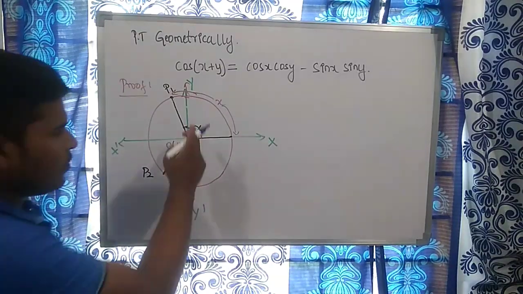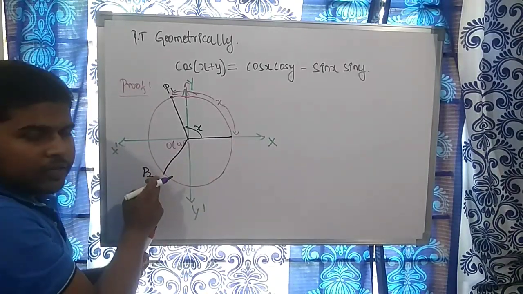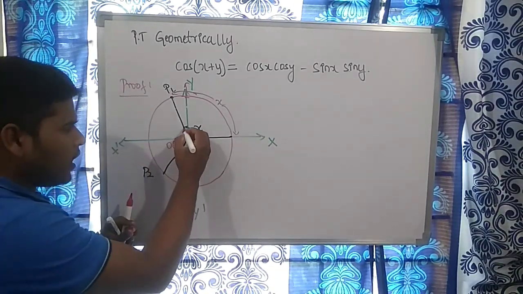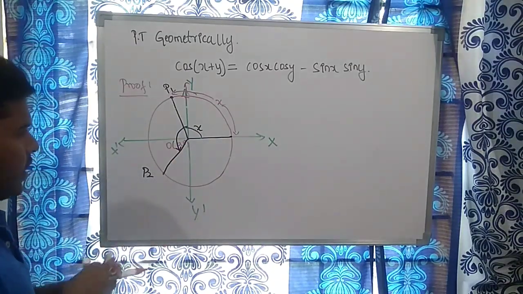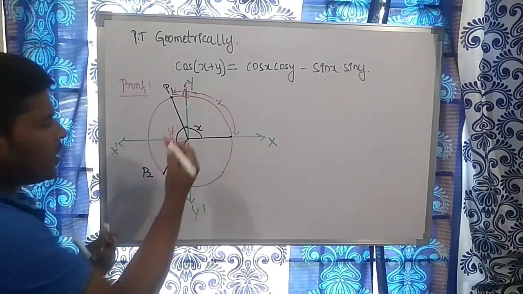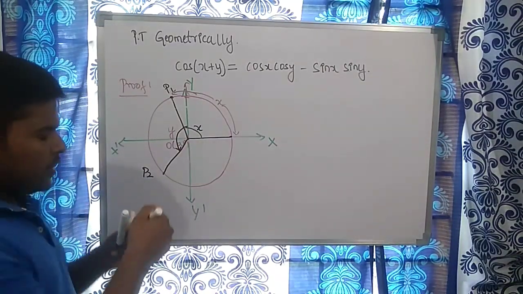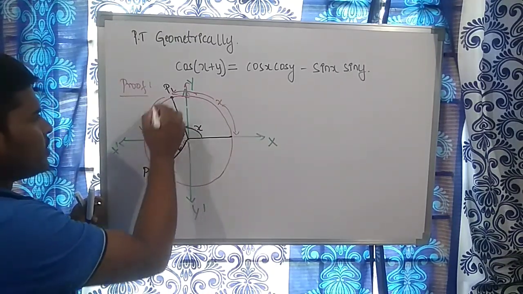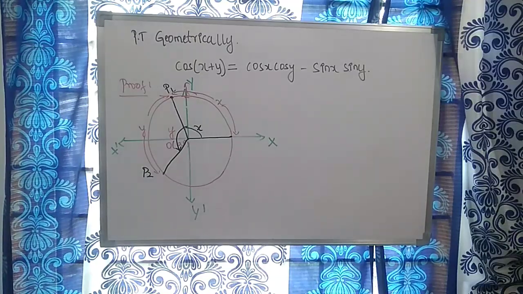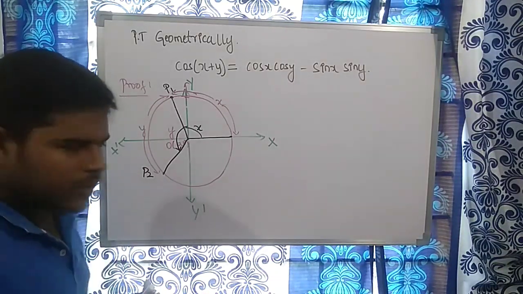Clear? For point P1, I took this as the initial line. For point P2, I took this as the initial line. Again, it creates an angle of y radian. Here the angle is positive because we are rotating in anti-clockwise direction. If it is y radian, obviously it covers y distance. Our arc length is also y. Is it clear?